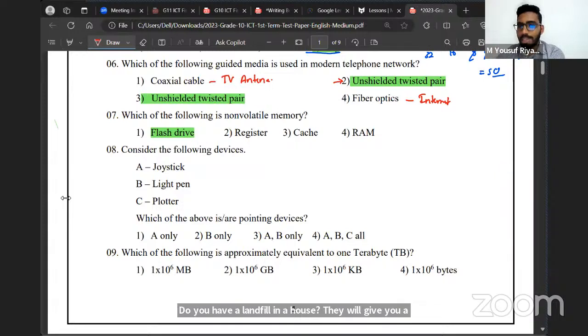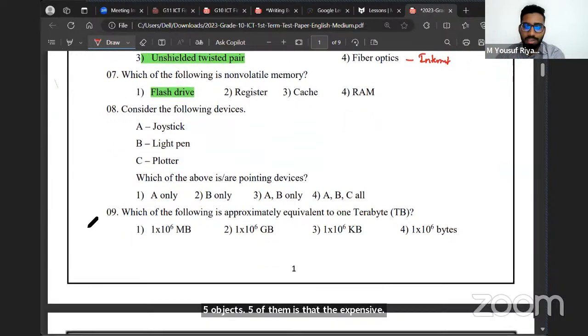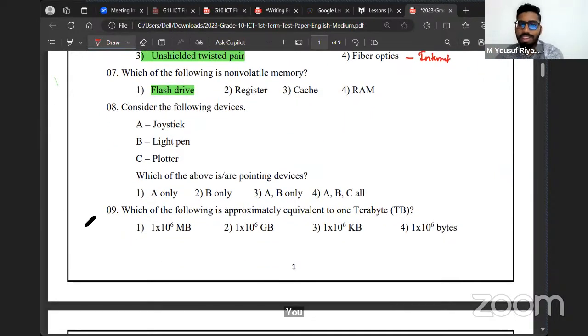Fiber optics is very expensive. Imagine for every house they're going to give fiber optics. Okay, fiber optics is very expensive. They give fiber optics only if you're getting it near the Wi-Fi network. Only then do you get the fiber optics cable. That's why you'll be getting the normal shielded twisted pair or mostly unshielded twisted pair.